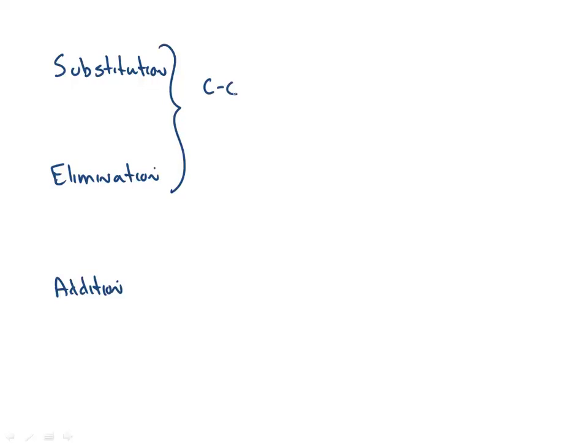Okay, so we've got substitution. We've got elimination. And then we have addition. And the first thing we're going to learn is that substitution and elimination reactions primarily occur if I have carbon-carbon single bonds, whereas addition reactions occur for things with carbon-carbon double bonds and triple bonds. And so what that means is that we'll really be covering substitution and elimination reactions in chapter 19, and then in chapter 20, we'll come in and we'll finish off that third set of reactions, which are addition reactions.